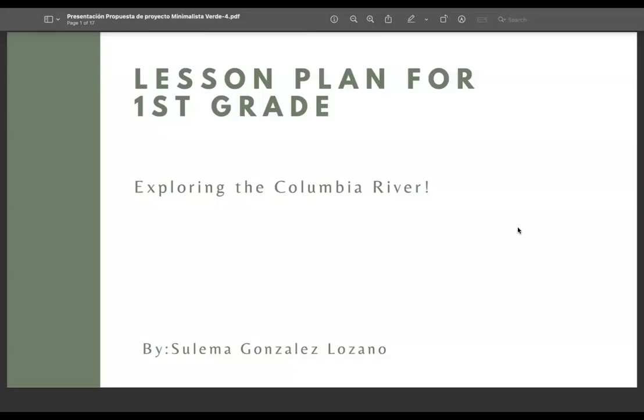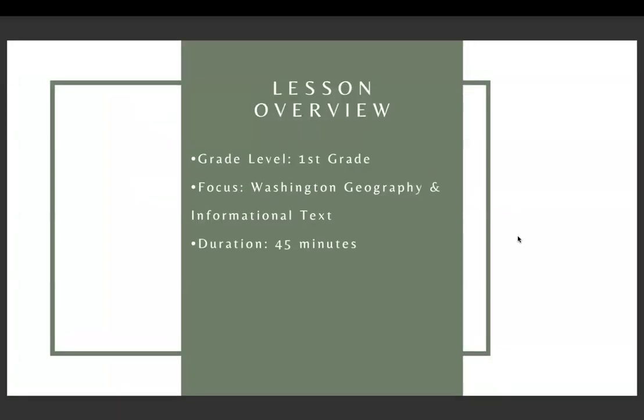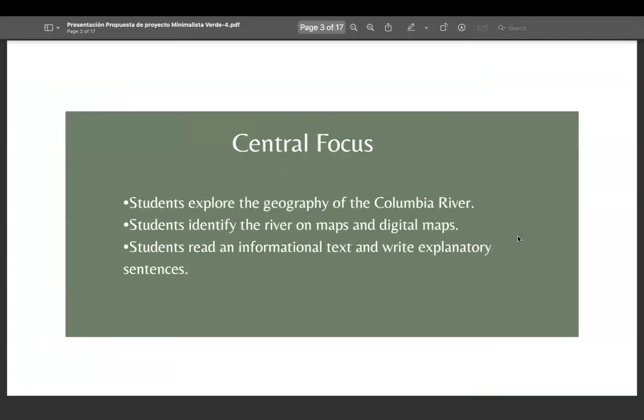So this is a lesson plan for first grade, and it's exploring the Columbia River. Okay, so the lesson overview: the grade level is first grade, and the focus is Washington geographic and informational text. The duration should be about 45 minutes. It's pretty simple. The central focus is for students to explore the geography of the Columbia River, identify the river on maps and digital maps as well, and read an informational text and write explanatory sentences based on what the teacher asks of them.